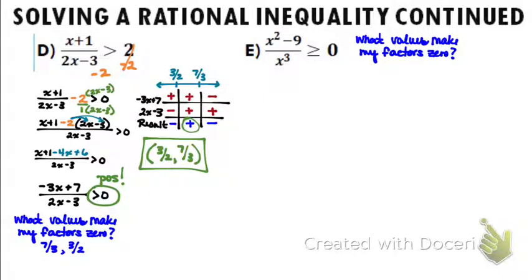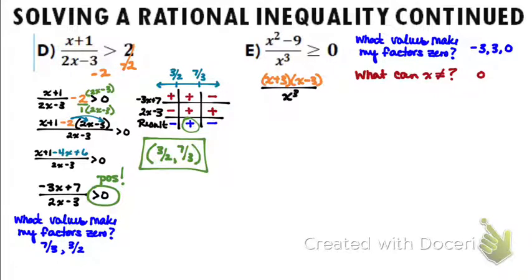What values make my factors 0? -3, +3, and 0. What can x not equal? Just 0, because that's the only piece that we have in our denominator that we have to worry about there. Because I have x plus 3, x minus 3 in my numerator.